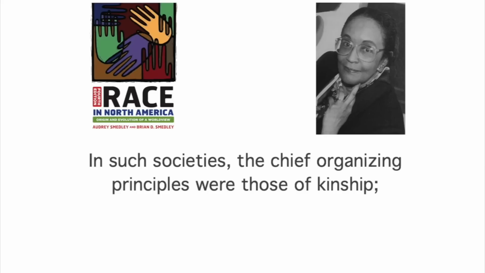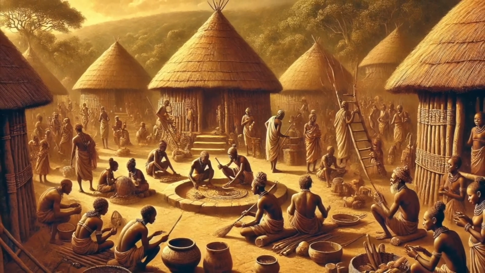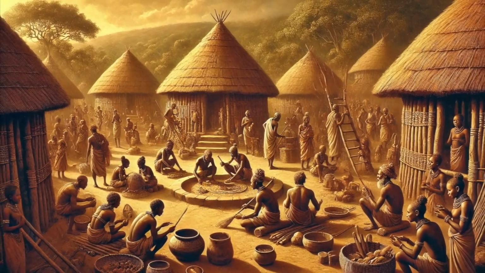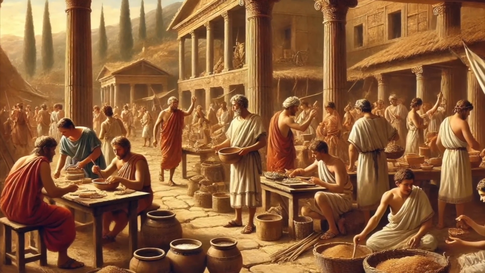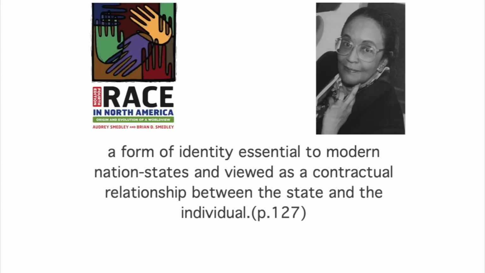In such societies, the chief organizing principle was that of kinship. It was the foundation not only of people's identity, but of their social, political, economic, and ritual status in society and their relationships to others. This was true even in the civil societies of Rome and Greece, where social identity came nearest to the concept of citizenship, a form of identity essential to modern nation states and viewed as a contractual relationship between the state and the individual, meaning the state offers certain rights to the citizen, and in return the citizen has certain duties and responsibility to the state.